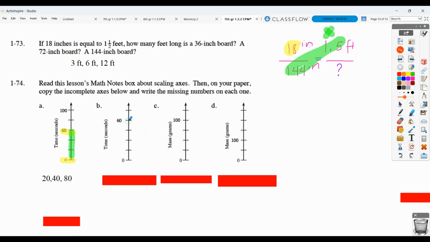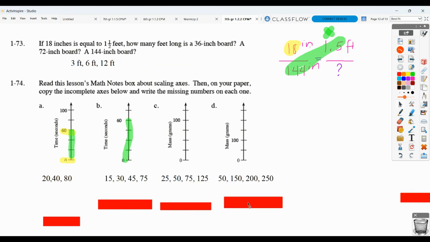Here I'd want to see 60 minus 0 is 60, divided by 1, 2, 3, 4 spaces, means you're going by 15s. So 15, then 30, then 45, and the one up here is 75. So again, make sure you're very much not just showing these answers, but showing how you figured out what you were going up by for the scale. So again, hopefully it's obvious, but like in this one, 100 minus 0 is 100 divided by 4 sections. That's why we know we're going up by 25s.